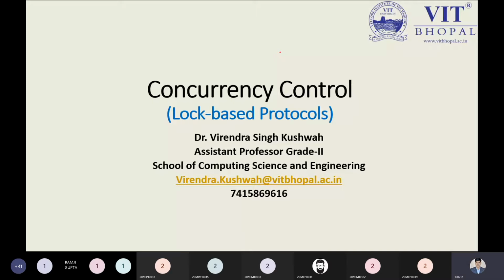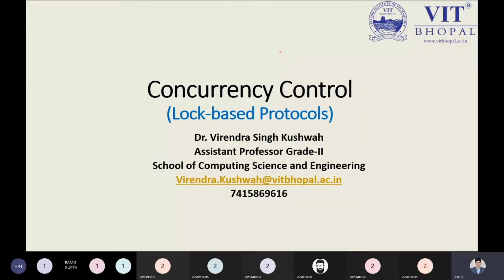In our previous class, we saw what is meant by transaction and what transaction management can do. If you remember some terms, if you remember view serializability, view equivalence, result equivalence, conflict equivalence, conflict serializability, we have seen them.